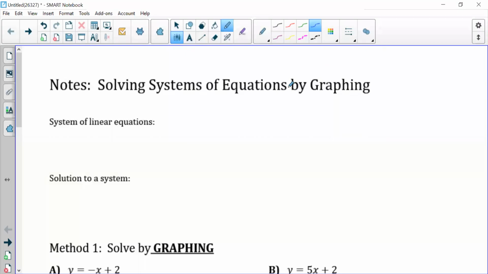All right, so today we're looking at solving systems of equations by graphing. First off, we need to discuss what exactly is a system of linear equations. Well, very simply, it's two or more. Most of ours are going to be two, but we will see some with three related equations.